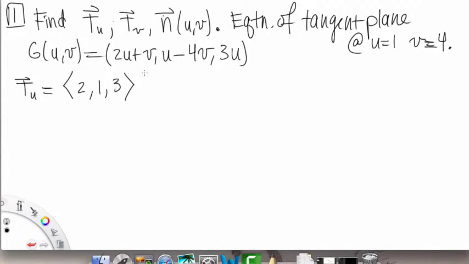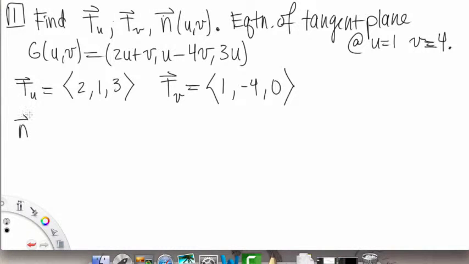And then t sub v is going to be taking the partial of each component with respect to v. So that'll be a 1 and a negative 4 and a 0, because in the last one we don't even have a v component. Okay, so we found the first two. That was pretty easy, right?